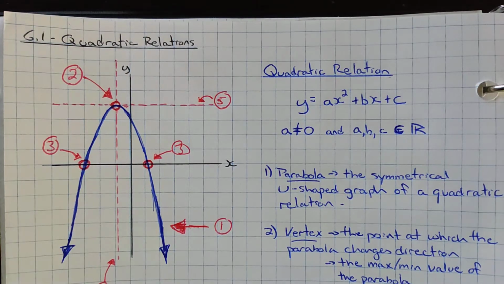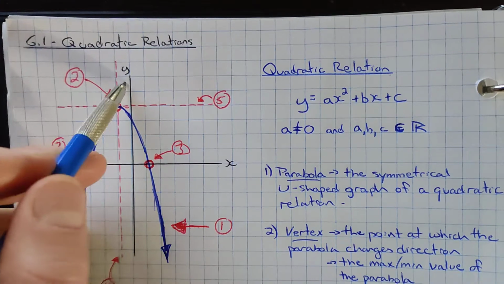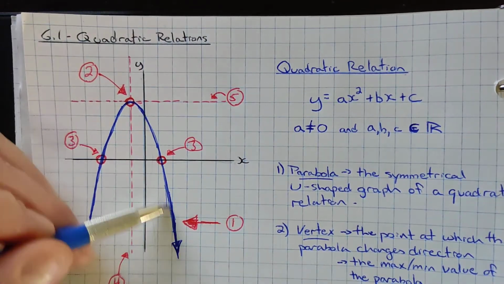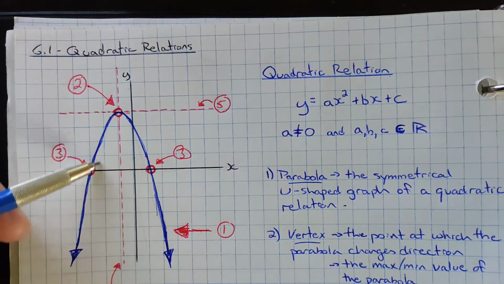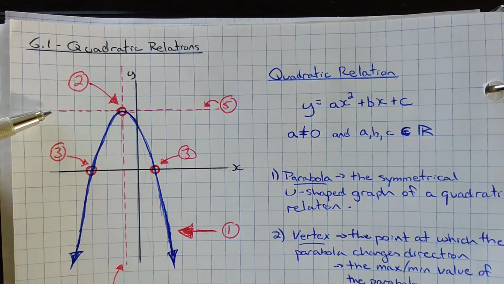In this section, we're talking about quadratic relations. So this is an introduction to quadratic relations, what they look like, and some of the key features of quadratic relations. So here I have a graph. The x and y axes are here. And then here is the graph of the quadratic itself. And then these dashed lines highlight some of the key features along with the circled and numbered points.